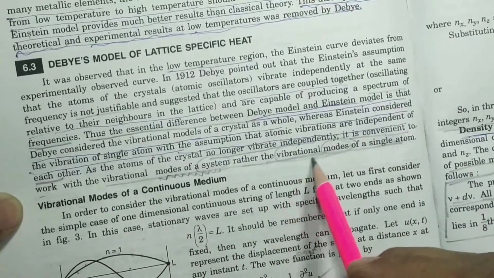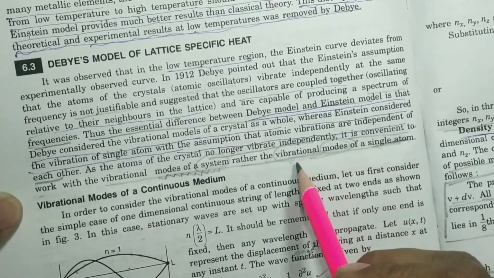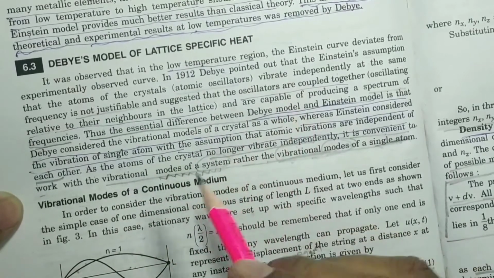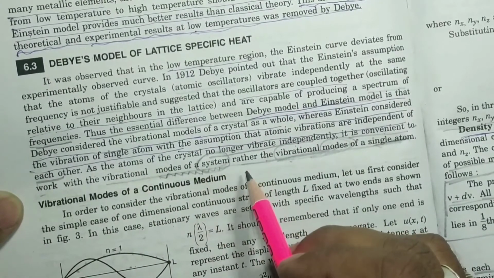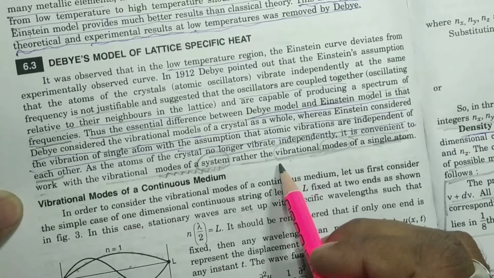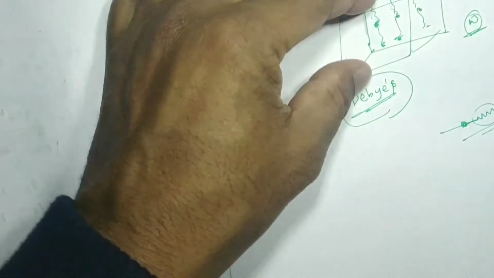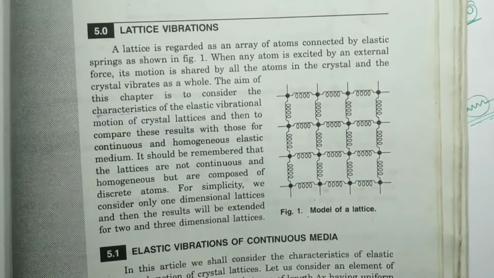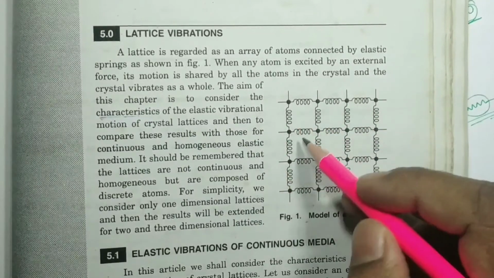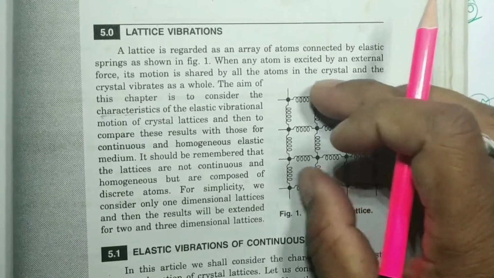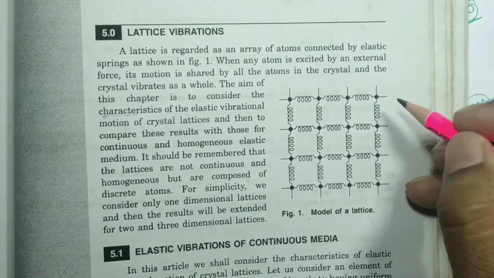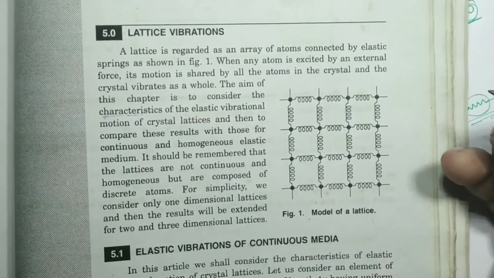Here, instead of considering one single atom having different vibrational modes, Debye considered that the whole system is going to vibrate with different frequencies, the so-called vibrational modes. That means the whole system, two-dimensionally I can show you, this is the two-dimensional lattice, how they are coupled with each other. The whole system is going to vibrate with a particular frequency. That frequency can vary, and that will be called the different modes.